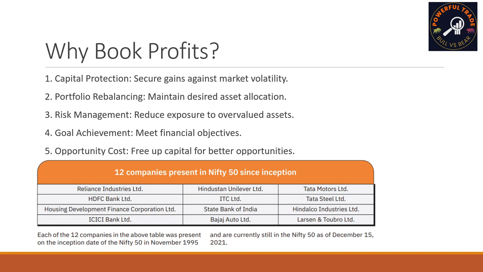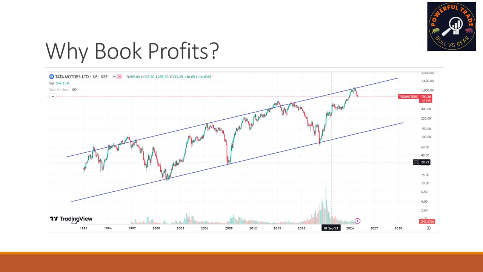So what is the meaning of it? Wherever growth is not there, they remove that company and put in a new company. Which means booking the profit at the right place is important for any kind of instrument, and one example is the Nifty 50 itself. That is why I want to show this. And then I want to show you one more chart, that is Tata Motors.